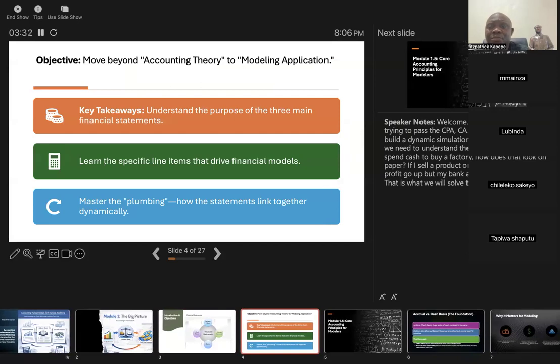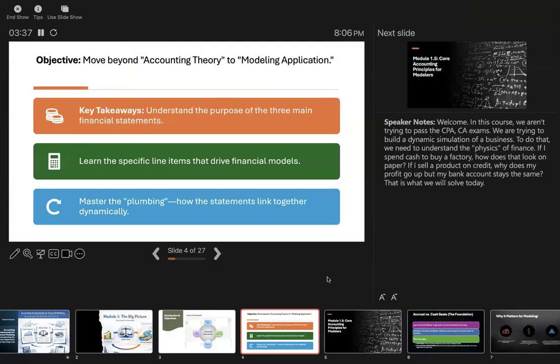So we'll move beyond, the objective is to move beyond accounting theory to modeling application. Here again, I need to state that this course is not trying to make you pass your CA exams, CIMA, ACCA, ZICA, or to be a CPA. No. We're trying to build a dynamic simulation of a business. And to do that, we need to understand the physics of finance.